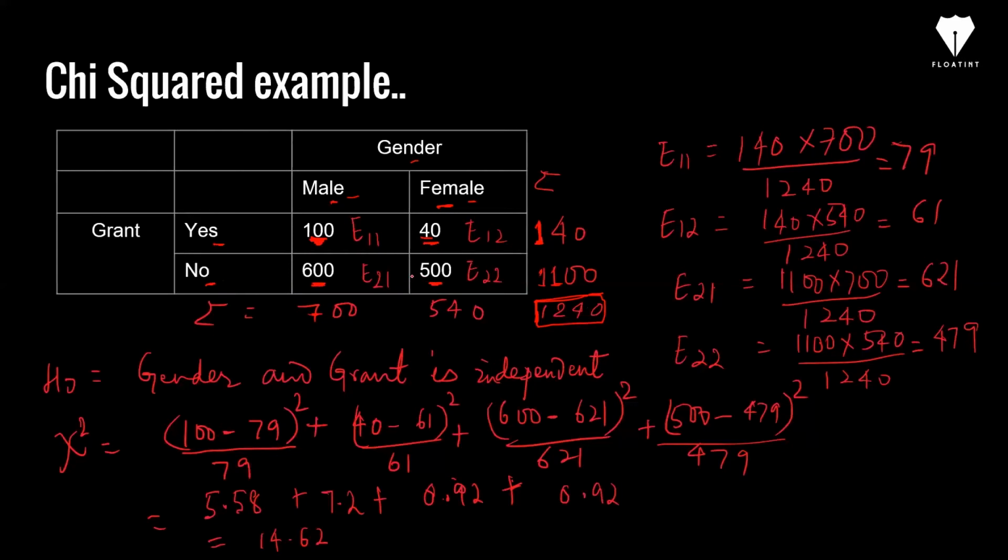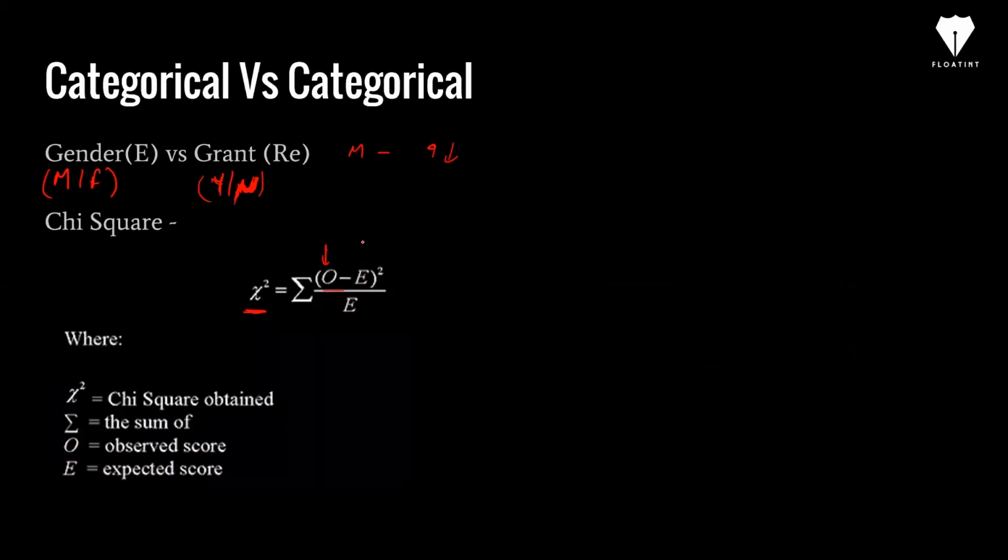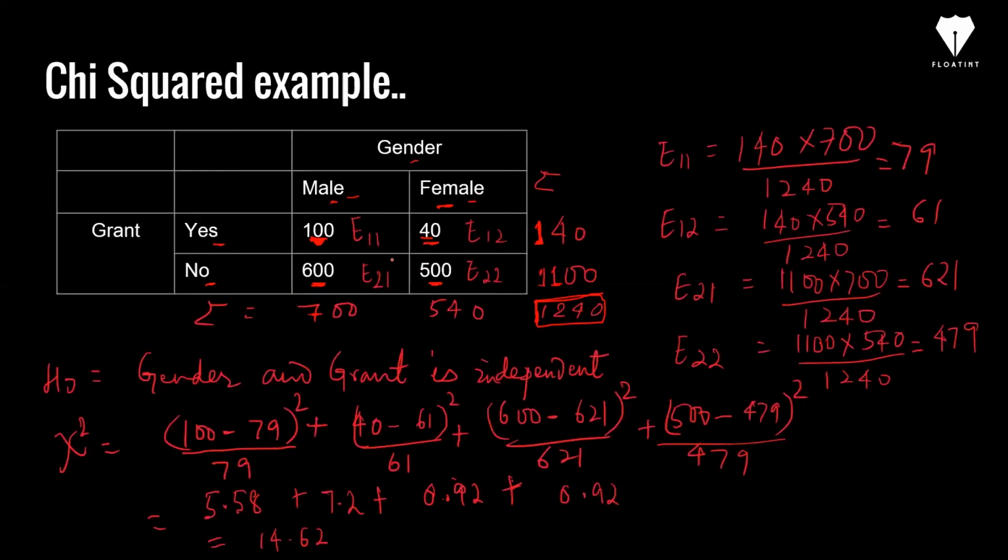Now in the formula we have one observed value, and the next one is the expected value. So how do we calculate the expected value? There will be an expected value for each of these cells. So this is E11, E12, E21, E22. E11, how will we calculate the first expected value? Observed is the actual value. Based on statistics, what should be the expected value? We calculate expected value as 140, this total, how many yes there are, times how many males there are, 700, divided by the total, that is 1240.